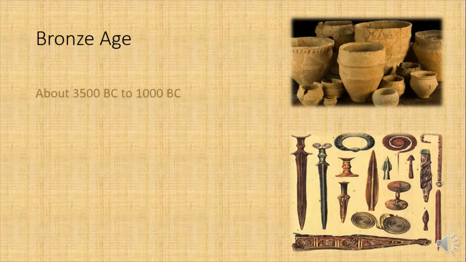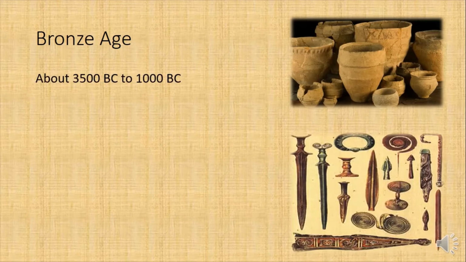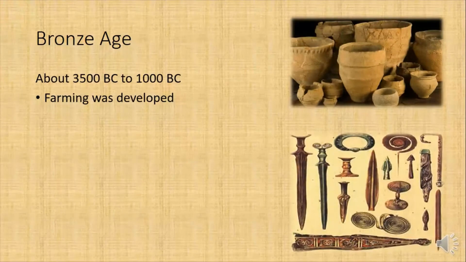In the Bronze Age, the time period was about 3500, so right after the Stone Age, up until about 1000 BC. Okay? And in the Bronze Age, farming was developed. So we stopped being nomadic and started settling down a little bit. One of the reasons we could do that is that humans started learning how to farm, how to put seed in the ground and grow food.